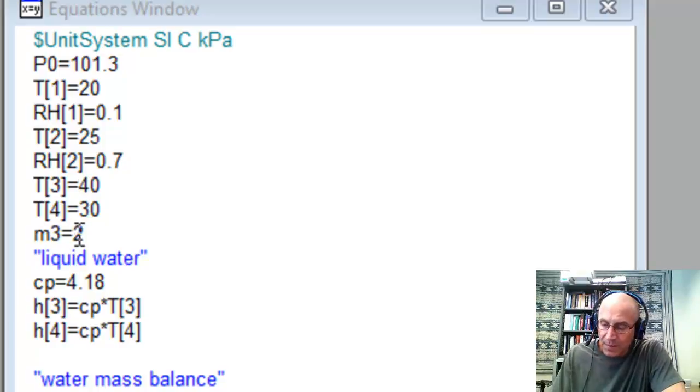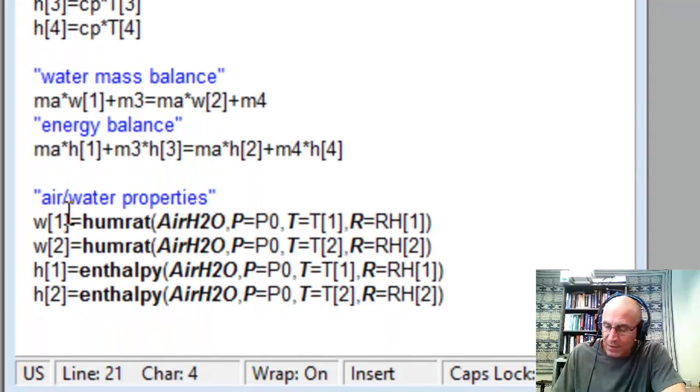And then the liquid is coming in at 40. I want it to leave at 30, so that's T3 and T4. I was told the mass flow rate going in, so I call that the mass flow rate 3, the mass flow rate of water. A couple of properties for liquid water: the heat capacity, as I said, is about 4.18 kilojoules per kilogram. So I can get the enthalpies of streams 3 and 4 by multiplying Cp times the temperature, and that's what these next two equations are.